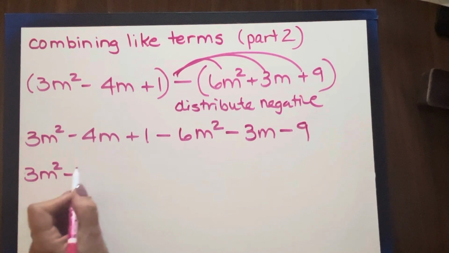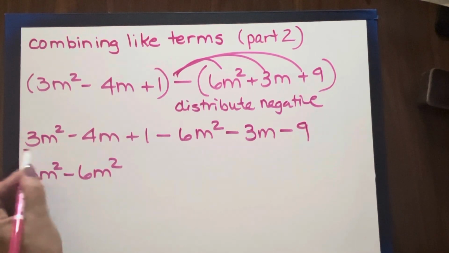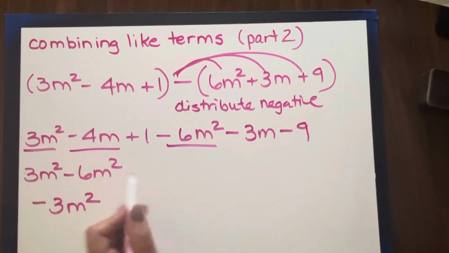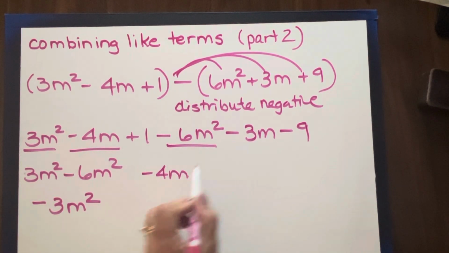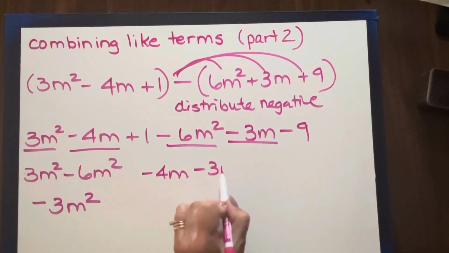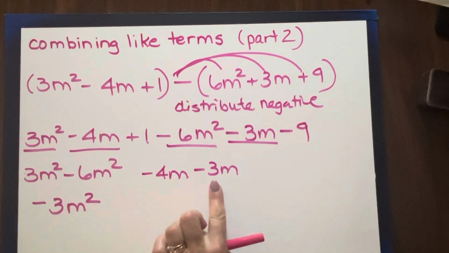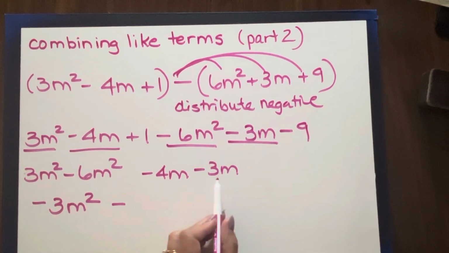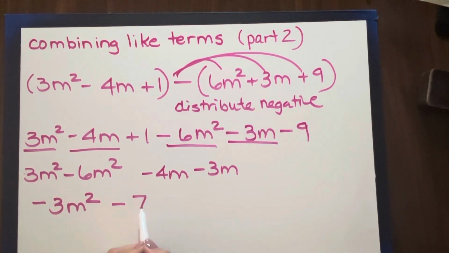A 3m squared and a minus 6m squared. We want to combine these together. The bigger number is the negative, so my answer should be negative. So negative 3m squared for this. I have a negative 4m, and then I have minus 3m. So they're both negative. That means my answer is just a bigger negative. So I add these together, so I get negative 7m.